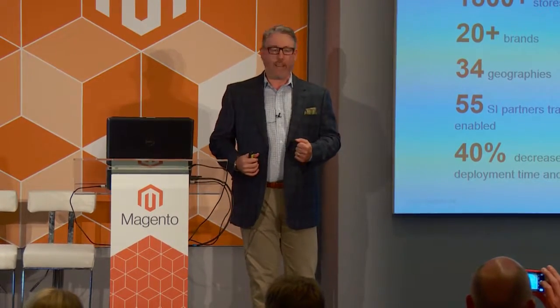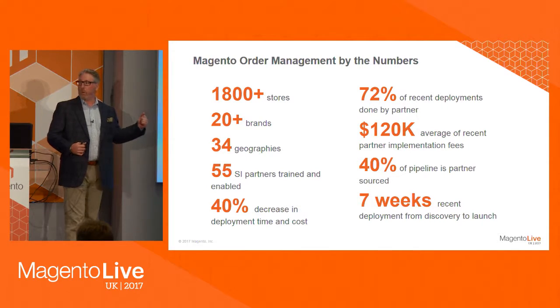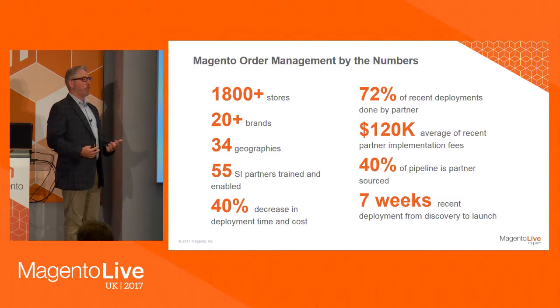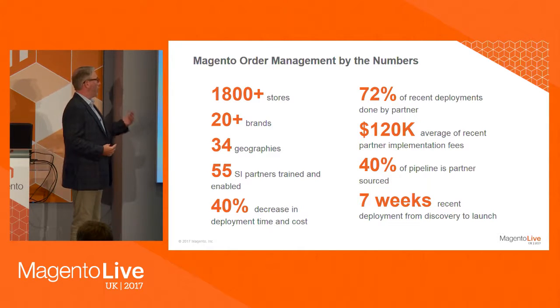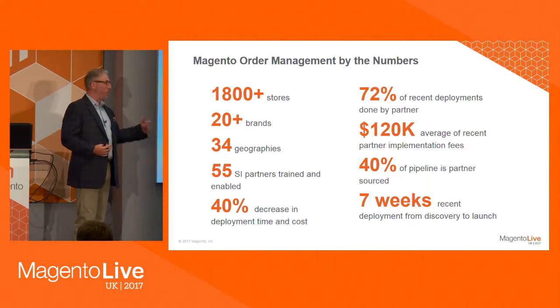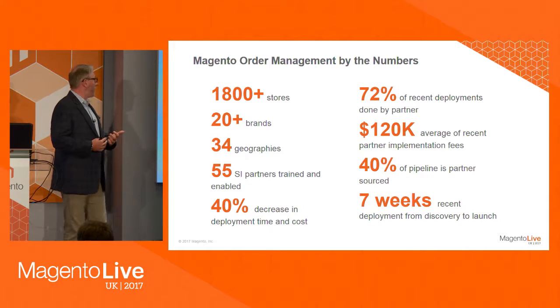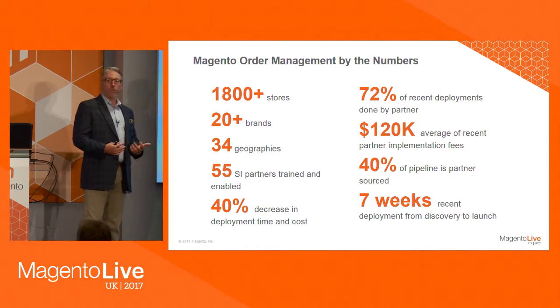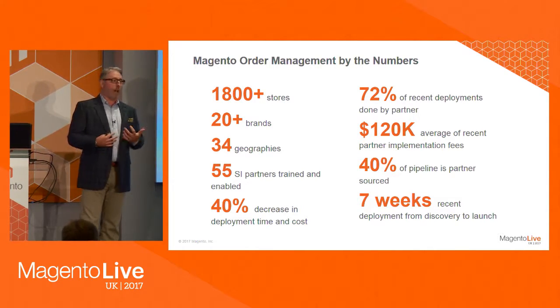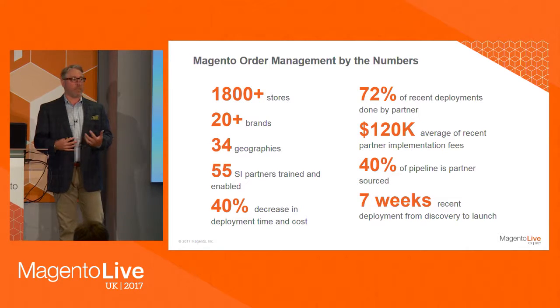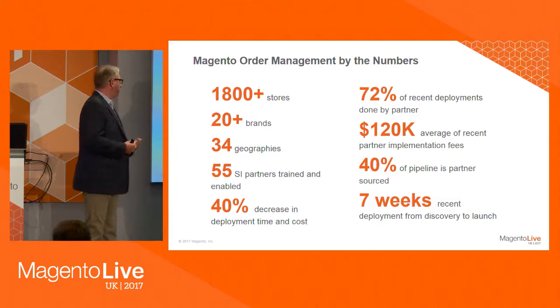And this is where we stand today. There's some great progress here that we want to highlight in the use case, but we've turned over 1,800 stores into mini distribution centers across 20 brands, 34 geographies. Many of you, hopefully, in this audience are our partners. We've trained over 55 SI partners on the product, so they know how to implement and integrate, and that's going to be our path to success, through our ecosystem.